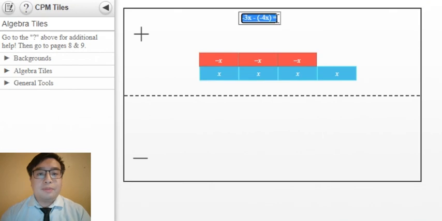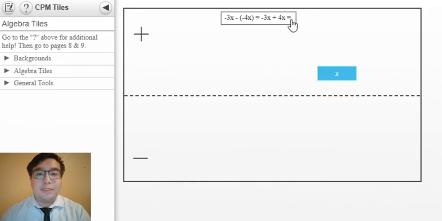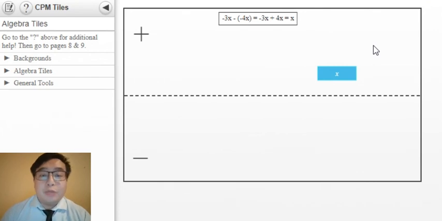So an equivalent expression would be negative 3x plus 4x. And after canceling these out, I'll be left with an answer of just x. So just keep in mind, every subtraction problem can be written as an equivalent addition problem, where when we subtract a number, we can just add in its opposite.